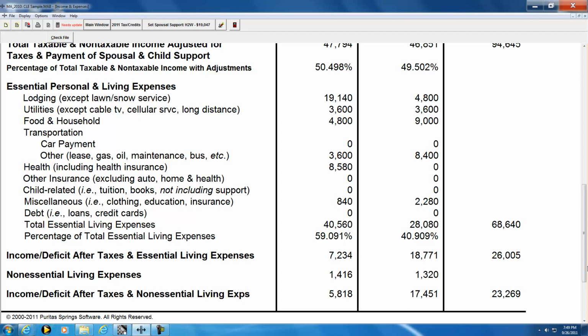Just to summarize, these amounts that we're talking about mean, in plain English, that after the exchange of spousal support and the payment of necessary living expenses, the husband has $7,234 left over, and the wife has $18,771.